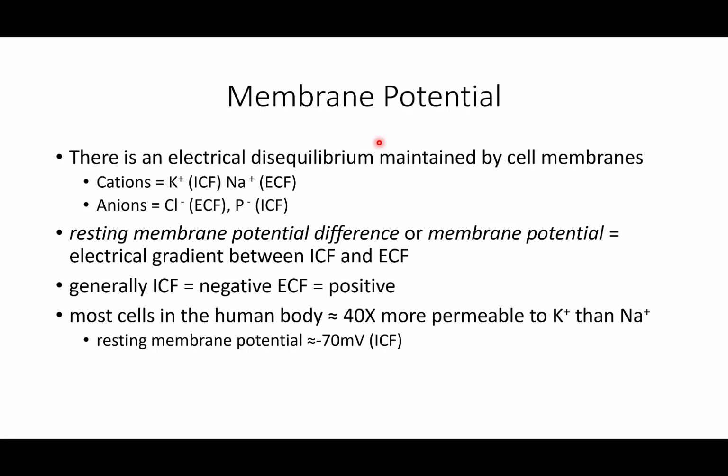If you remember, the main positive ion, what we call a cation, in the ICF is potassium. The ECF would be sodium. And the main ions that are negatively charged, the anions, in the ECF is going to be chloride, and inside the cell is going to be phosphorus. Okay, these are not equal to each other, and so we have this electrical disequilibrium that we refer to as resting membrane potential. So the difference between that chemical gradient between the ICF and ECF when in normal cellular functioning is what we refer to as resting membrane potential. And generally, the ICF is going to be more negative and the ECF is going to be more positive. Okay?